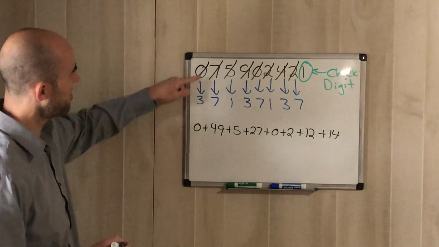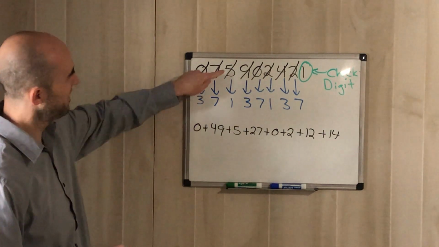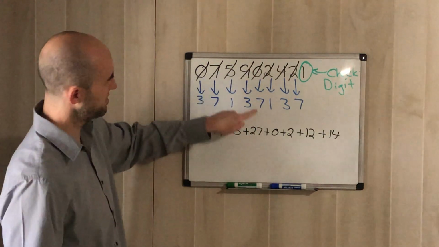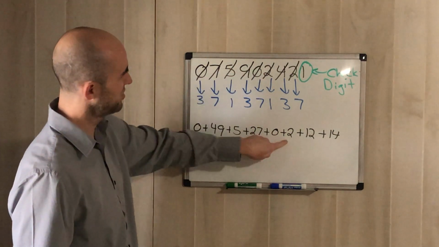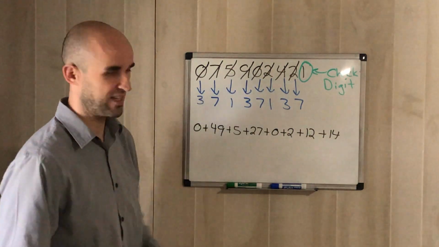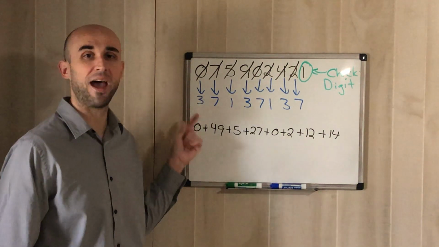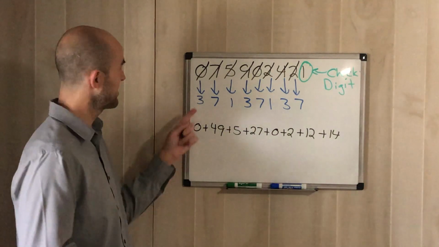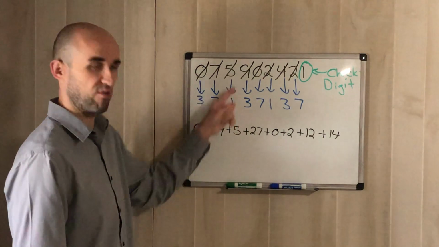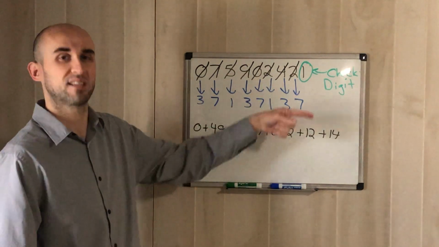0 times 3, 0. 7 times 7, 49. 5 times 1, 5. 9 times 3, 27. 0 times 7, 0. 2 times 1, 2. 4 times 3, 12. 2 times 7, 14. And again, it's always this pattern. Whenever we're checking bank checks and routing numbers, it's always times 3, times 7, times 1. Times 3, times 7, times 1. Times 3, times 7, right?